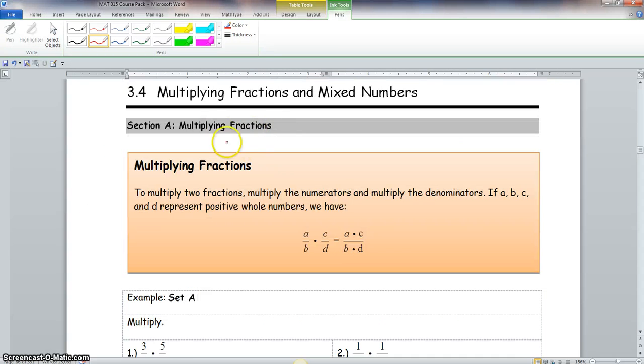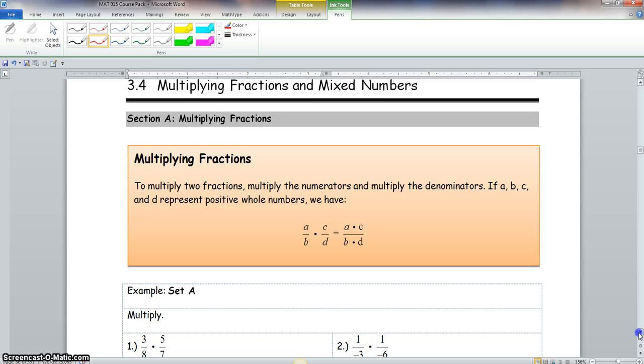Now we come to multiplying fractions. Now to make this simple, in order for you to multiply fractions, if you have fractions multiplied to each other, you just multiply all the values that are on the top, or the numerator, and all the values on the bottom. So A times C, B times D.